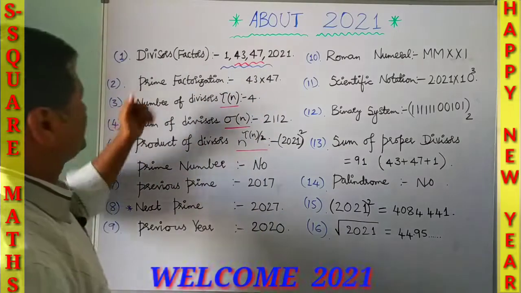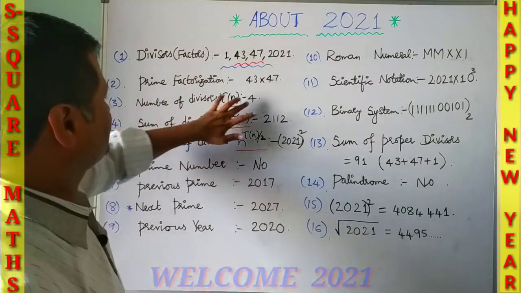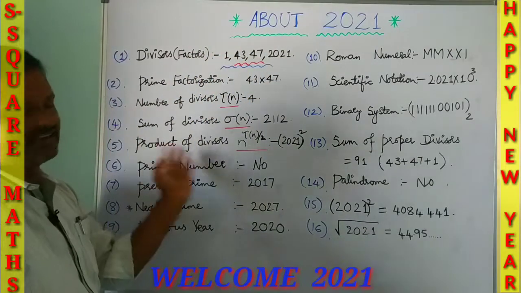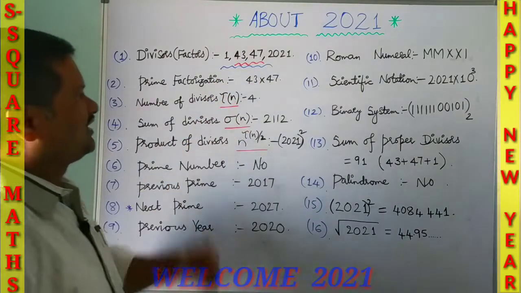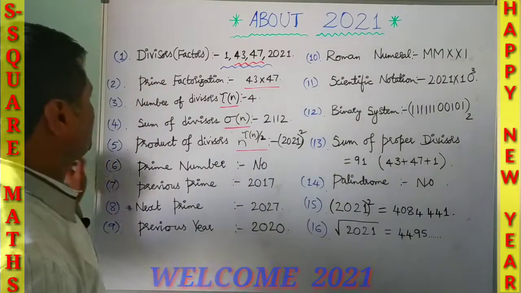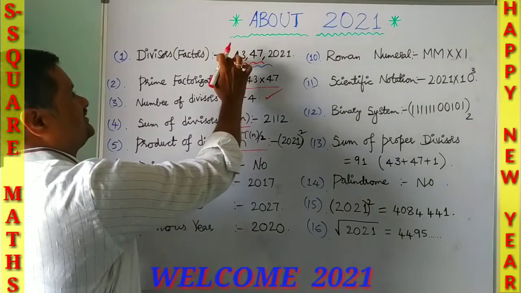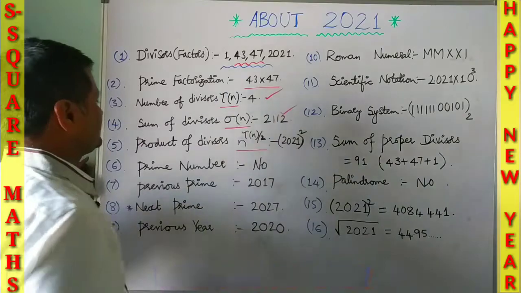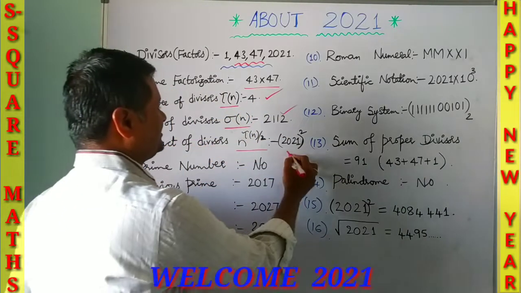So now divisors. About 2021, divisors, nothing but factors. There are 4 factors: 1, 43, 47, 2021. Prime factorization, obviously 43 and 47 are prime numbers. So 43 into 47. So the number of divisors is 4: 1, 2, 3, 4. If you add 1, 43, 47, 2021, you are going to get the sum of the divisors. Next, the product of the divisors, if you multiply, you are going to get this one.